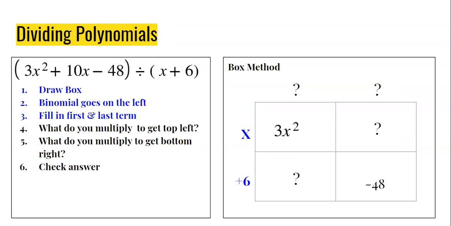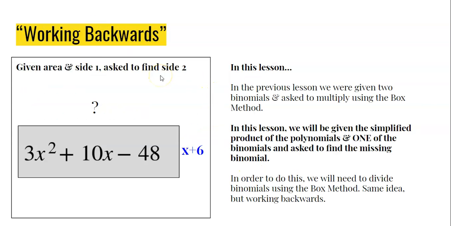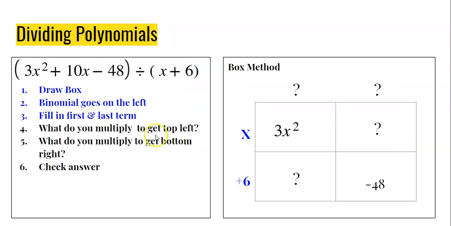Our steps generally are, we draw our 2 by 2 box. The binomial that they give us will go on the left. They told us that we have a binomial of x plus 6. And once again, all I did here was rewrite the problem as the end product divided by the binomial given. My binomial given was x plus 6.